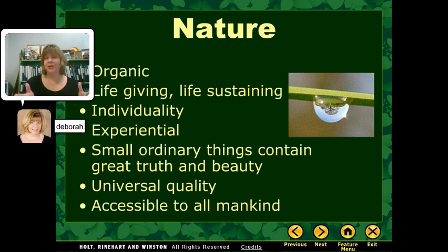Now, usually if I say the word nature to you, you're thinking, oh, trees and flowers and outside and all of that. And that's all true. And in the Romantics, nature took that form. It was the idea of the things that you could see that were organic, that were growing, life-giving, the idea of individuality, things that you could personally experience. And again, the idea that even a very small thing could contain great truth and beauty, that there was great beauty and majesty even in a small drop of rain or a tiny blade of grass. And this idea that nature has this universal quality, that it doesn't change from time and place, and that every single person on the planet has the ability to go out and experience things from the natural world.